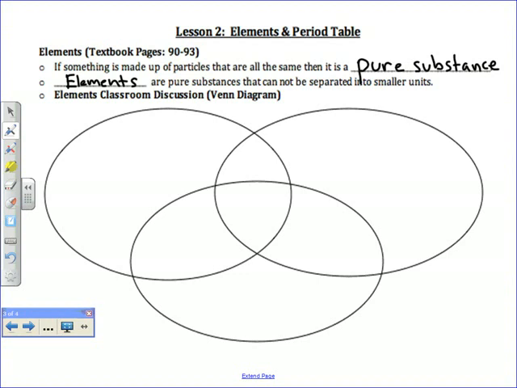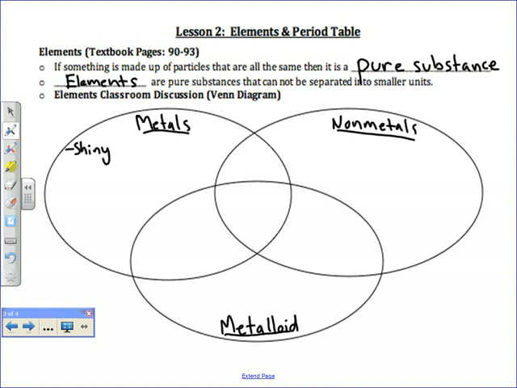Okay, moving on. We're going to discuss the different types of elements, which include metals, nonmetals, and metalloids. Okay, so first we'll start talking about metals. You probably know some of the characteristics of metals, such as the fact that some of them are shiny. They conduct heat and electricity well, like copper wires.